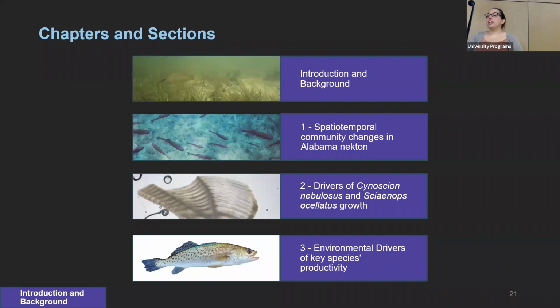So this dissertation is focused on understanding these long-term impacts of climate change on Alabama nekton. And I'm going to do this by identifying what environmental factors drive changes in nekton community structure in chapter 1, as well as drivers of key species growth and productivity in chapters 2 and 3, respectively.